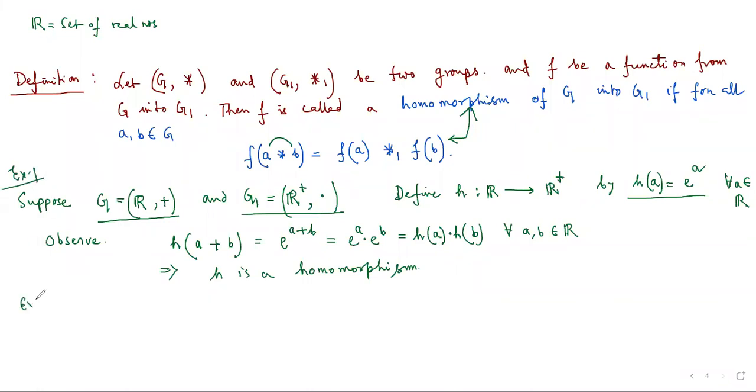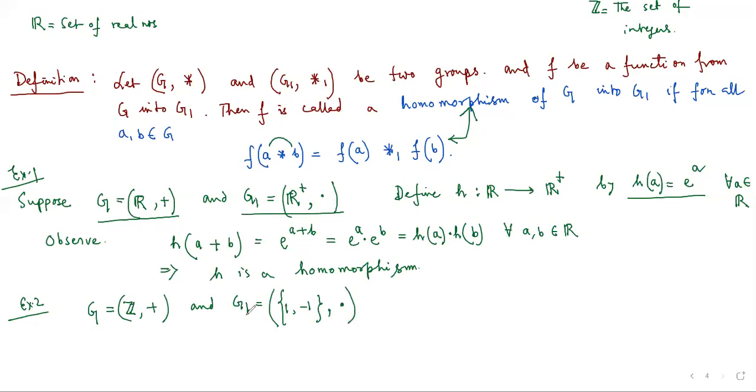Example 2, I'm going to select another group, say G, which is Z, the set of integers. Do not think I'm considering the center of the group. Z plus with respect to the operation of addition. And I'm considering G1 to be the group which is the set {1, -1} with the composition dot.